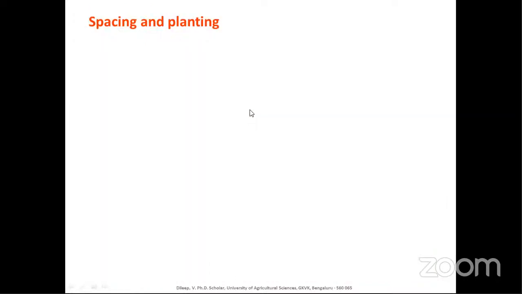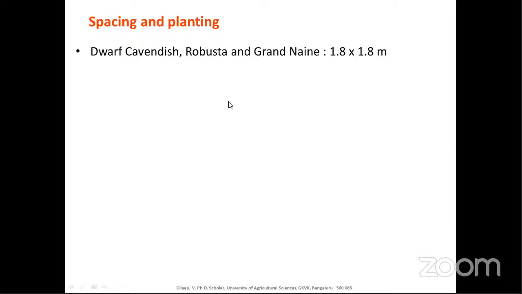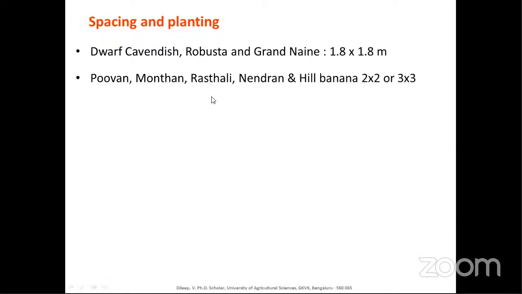Moving forward with spacing, this is also important. Dwarf Cavendish, Robusta and Grand Naine, the dwarf growing cultivars, are planted at 1.8 by 1.8 meters, which is also suitable for HDP. The tall growing cultivars, that is Poovan, Monthan, Rasthali, Nendran and Hill Banana, are usually plantains.